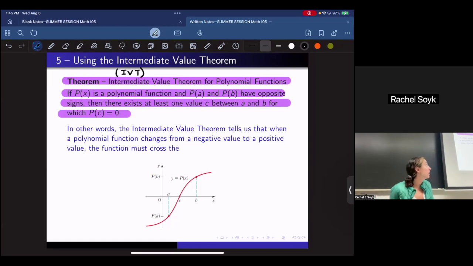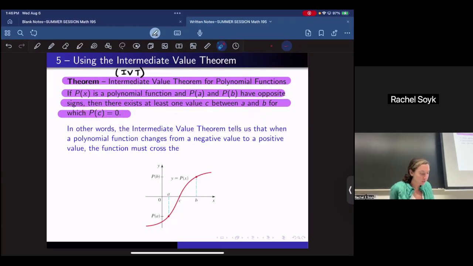But our intermediate value theorem for polynomial functions states that if p of x is a polynomial function and we have p of a and p of b be opposite signs, so like this is evaluated at, I don't know, -10, and this is evaluated at +20, then this theorem tells us that there exists at least one value c between our a and b x values for which p of c is equal to 0.